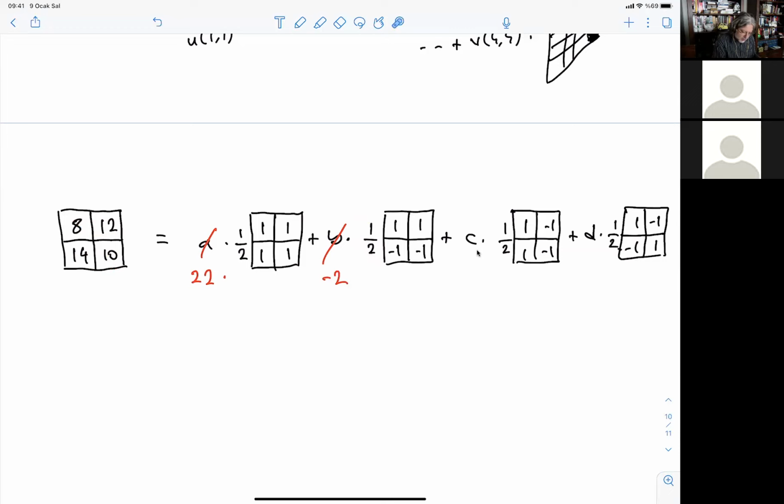Let me see what is C. For this, I have to add up these 2 and subtract from them the second column. So 8 plus 14 is 22. 12 plus 10 is also 22. That's good. So 22 minus 22 is 0. Over 2 is still 0. So this C is actually 0. Very nice. I'm glad.